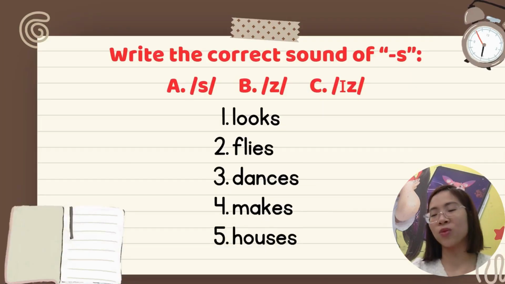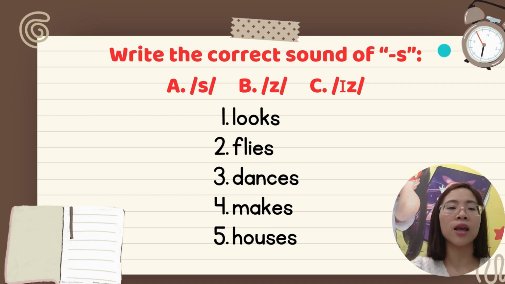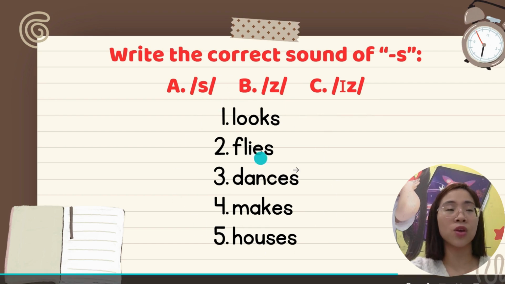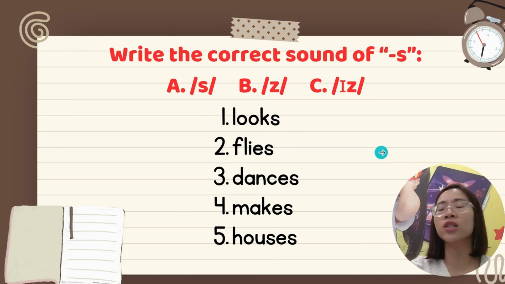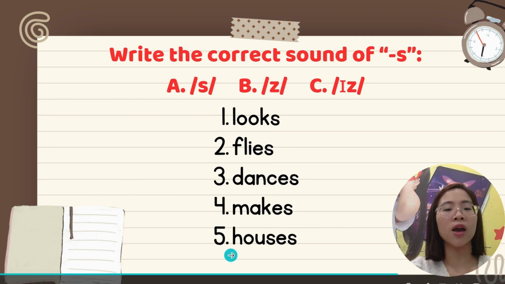And now we have some quizzes for you about how to pronounce the S sound. We have three ways, right? A, s, B, z, and C, iz. And five words for you here. Now I'm going to read them, and you try to listen and find out the ending sounds. One, looks. Two, flies. Three, dances. Four, makes. Five, houses.